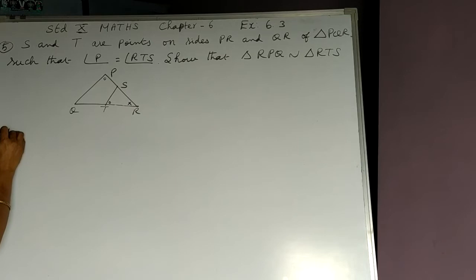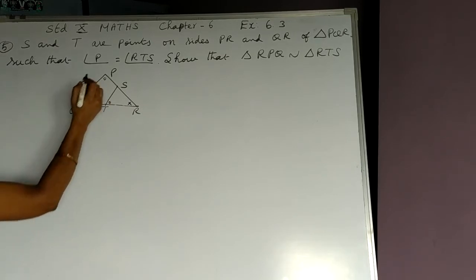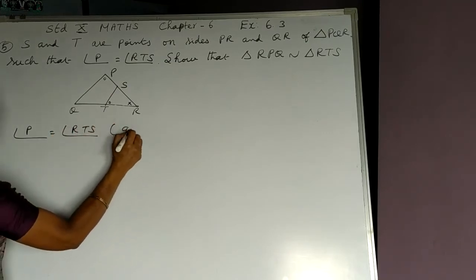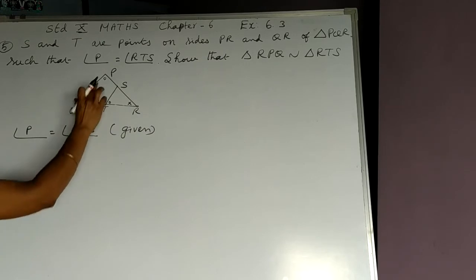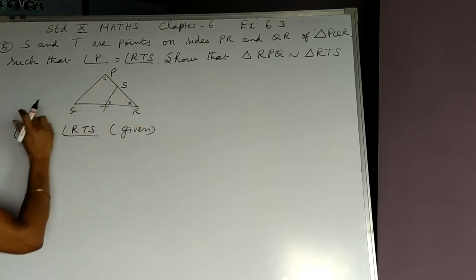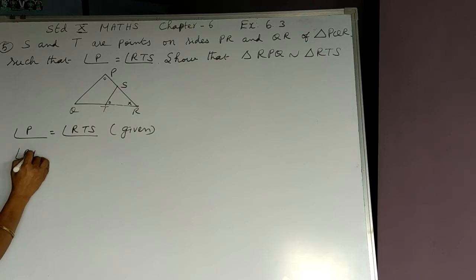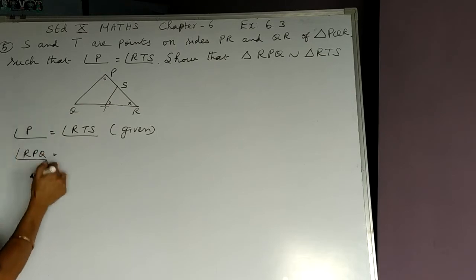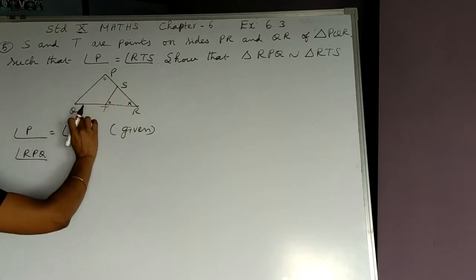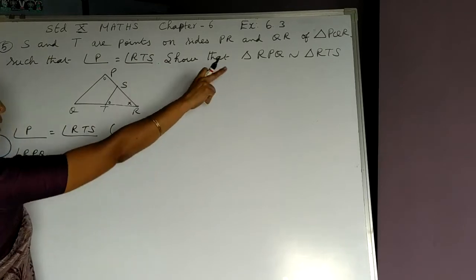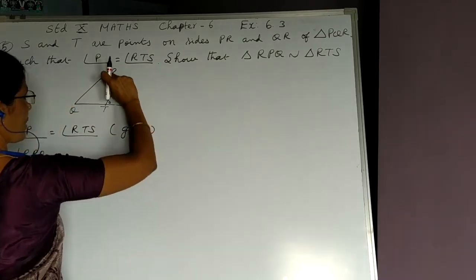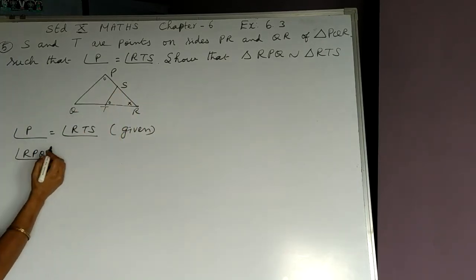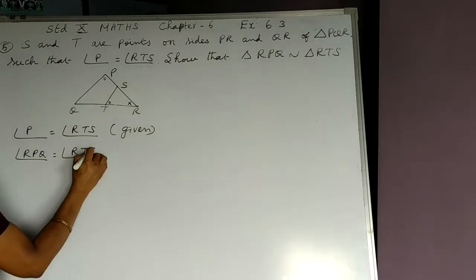So I take the angles given equal. Angle P is equal to angle RTS. This is given in the question. So this P can also be written as RPQ, which denotes the same angle P. It can be written as SPQ also, but SPQ we don't want. Remember, we have to concentrate on which two triangles, RPQ and RTS. Therefore, this P I rewrite as RPQ is equal to RTS.